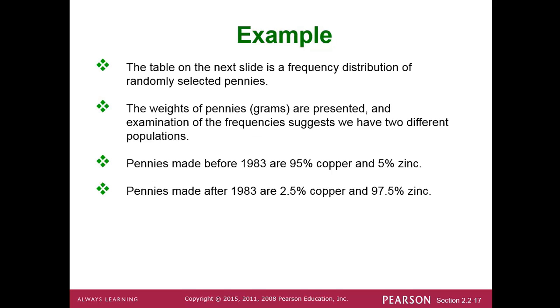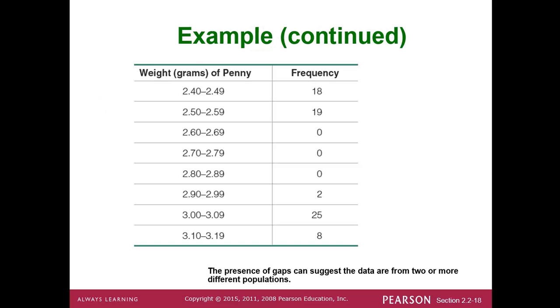The example we're going to look at here is one with randomly selected pennies. Pennies made before 1983 were 95% copper. Pennies made after 1983 were only 2.5% copper. So let's see if anything changed.